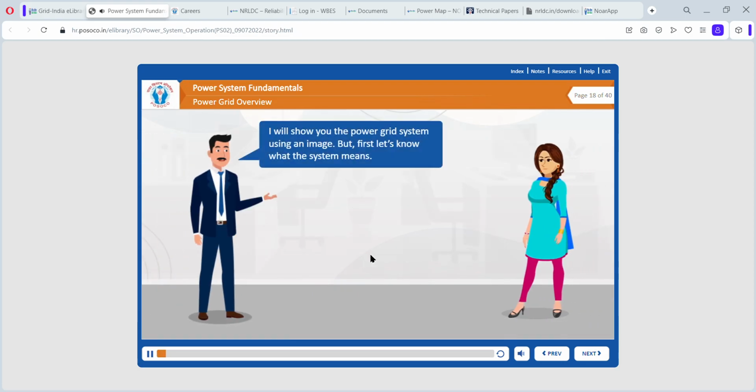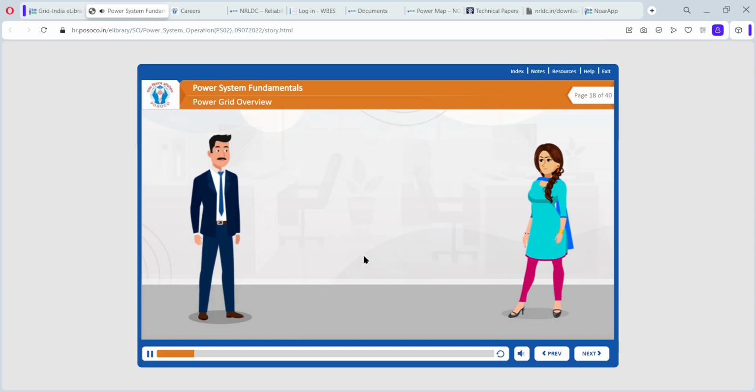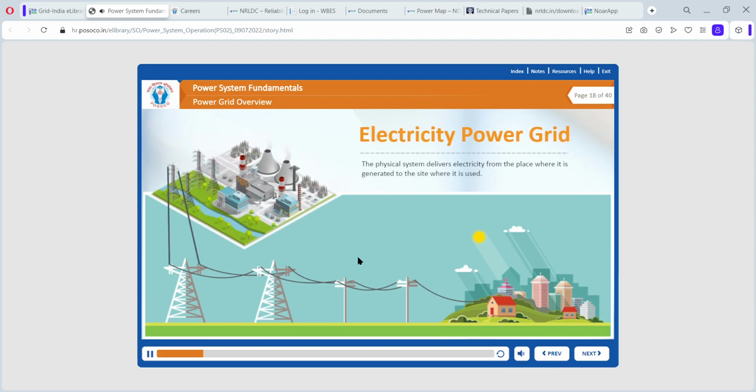I will show you the power grid system using an image. But first let's know what the system means. The electrical grid is the intricate system designed to provide electricity all the way from its generation to the customers. These systems have grown from small local designs to stretching thousands of kilometers and connecting millions of homes and businesses today. Now, with the help of the image, let's see how the entire system works.